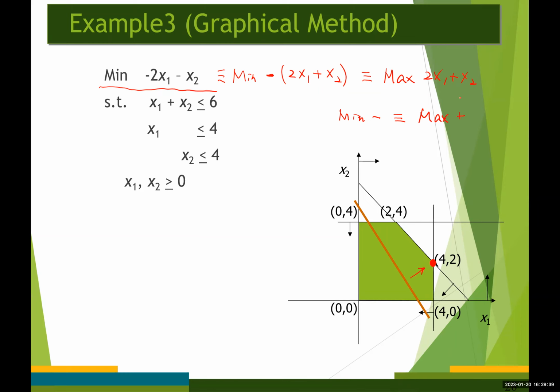So to improve the objective function value, you have to move the isovalue line in this direction. In a way, your x1 value will be increased as well as x2 values. Is that right? Because you want to maximize this. So the very last isovalue line would be like this, that touches the feasible region, okay? So that we can indicate the optimal point right here.